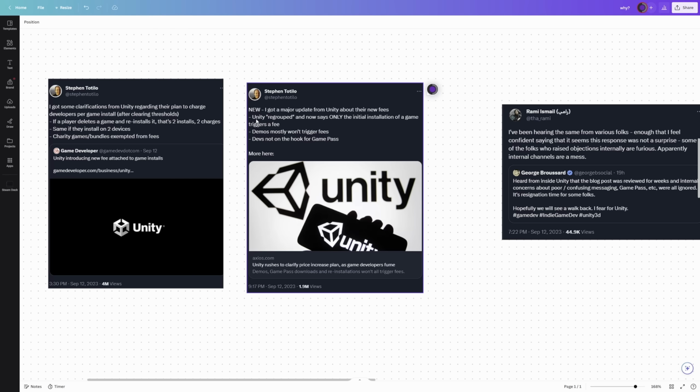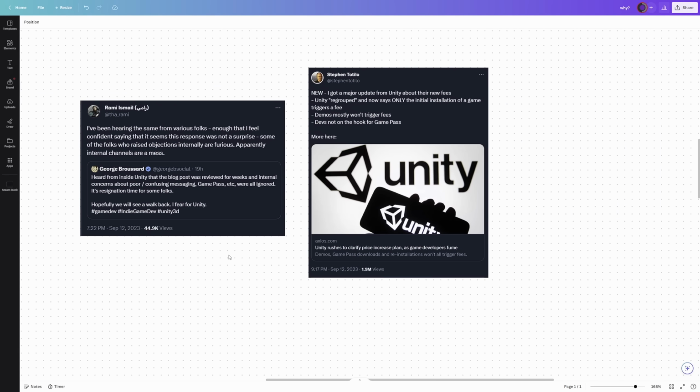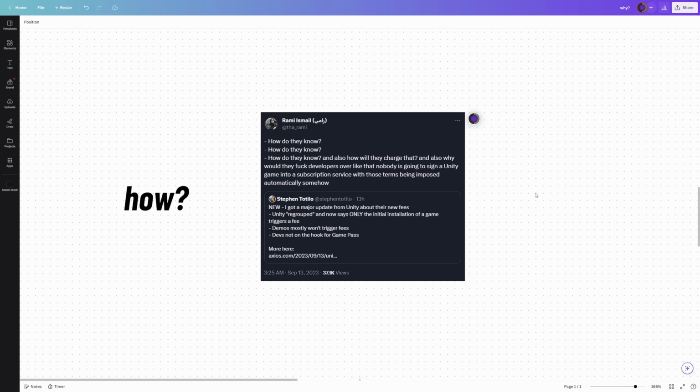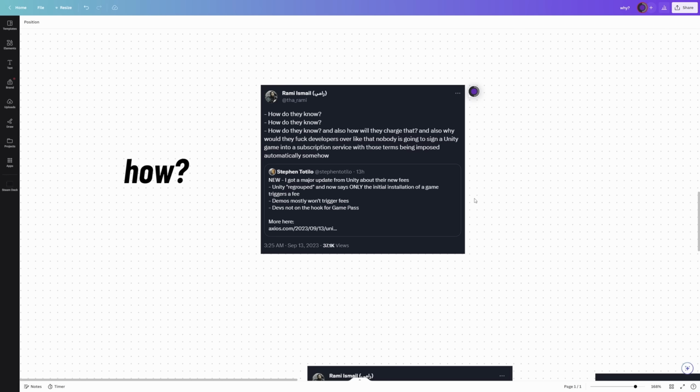One thing again here important is that it says demos mostly won't trigger fees. So the question is how, right? That's the question. How do they know? How do they know? And also, how will they charge for that? Why would they screw developers over like that? Nobody is going to sign a Unity game into a subscription service with those terms being imposed automatically somehow.